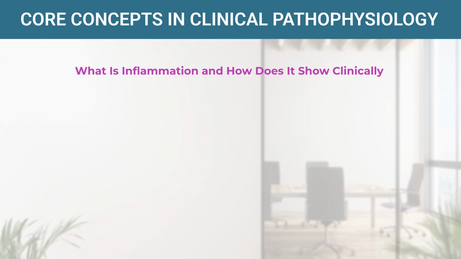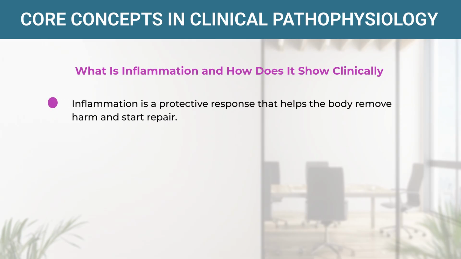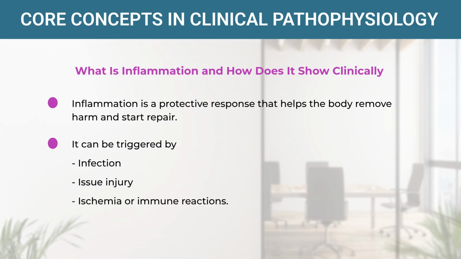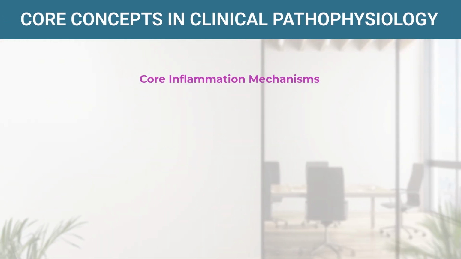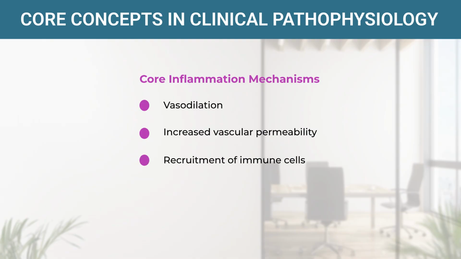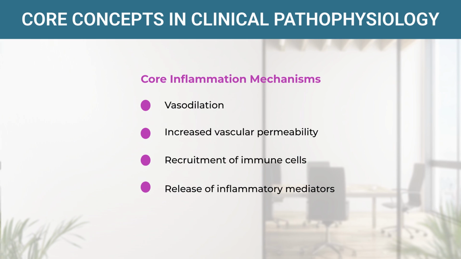What is inflammation and how does it show clinically? Inflammation is a protective response that helps the body remove harm and start repair. It can be triggered by infection, tissue injury, ischemia, or immune reactions. The core inflammation mechanisms include vasodilation, increased vascular permeability, recruitment of immune cells, and release of inflammatory mediators.